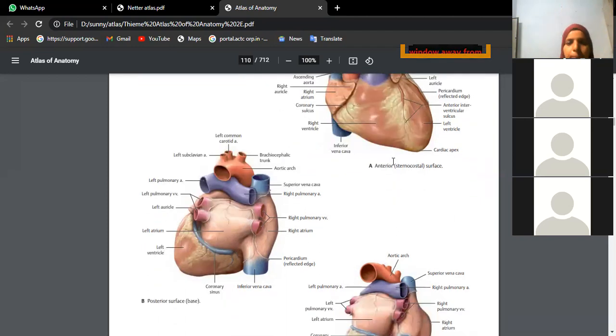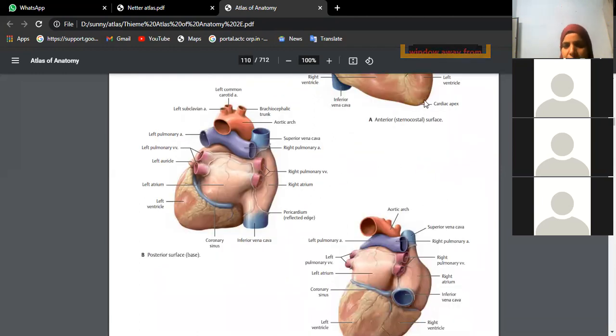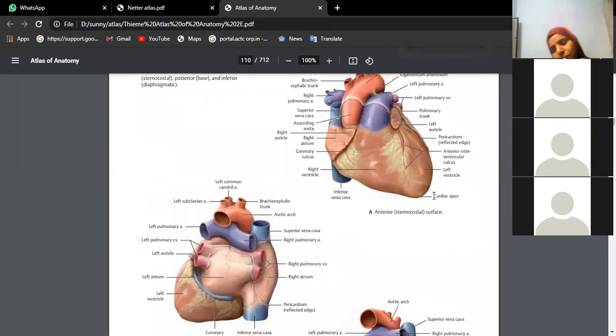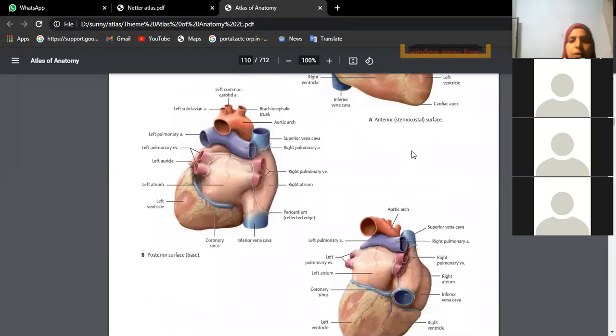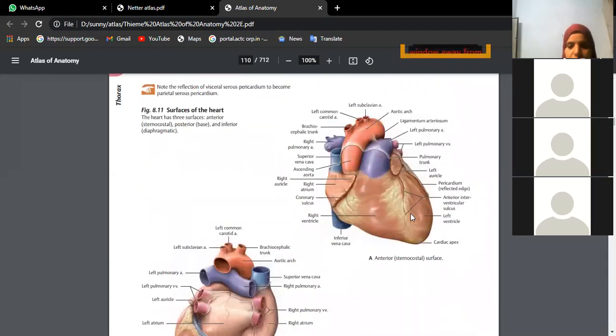Now this is the apex of the heart. Where do you check for the apex beat? The fifth intercostal space, medial to the mid-clavicular line. So this is which surface? Sternocostal surface.